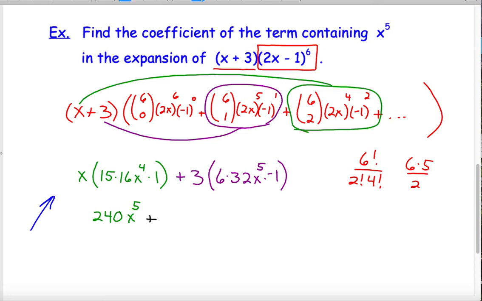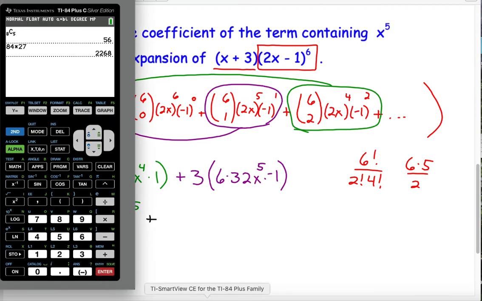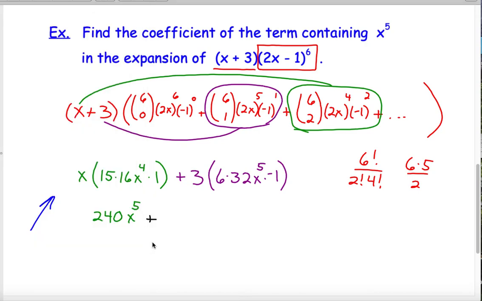18 times 32. 40, 500 something. 18 times 32. 576. So we get negative 576 x to the fifth. Okay, now I can combine like terms, and I get my final answer, which is going to be a negative 336 x to the fifth power.